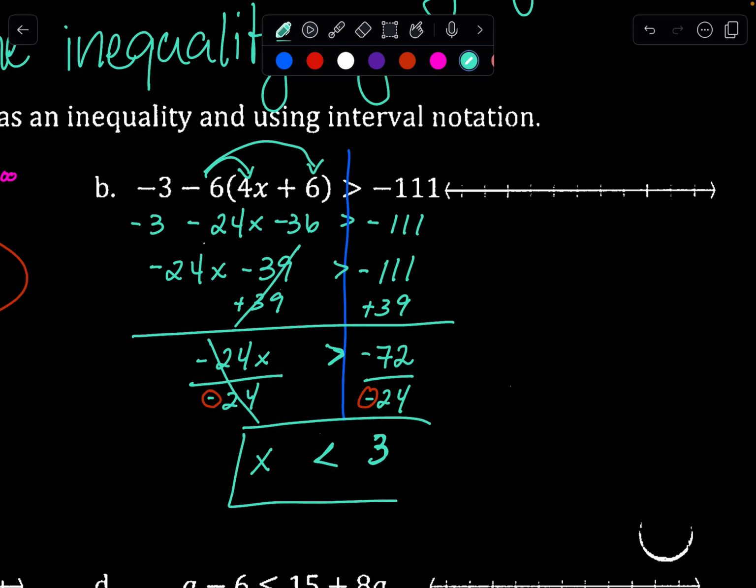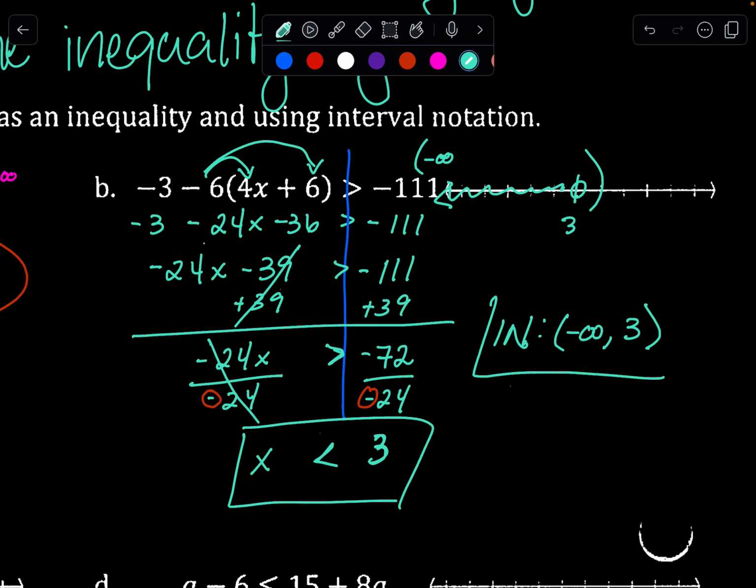X is less than 3, obviously, is one of our answers. Go 3 in the middle. It's an open circle again towards the left-hand side. I'll pop a negative infinity over here. That's going to be parentheses. This is parentheses as well. So when we have our interval notation written out, we should have parentheses, negative infinity, comma, 3. Those are your two answers right there.